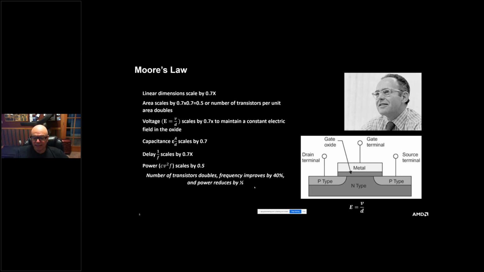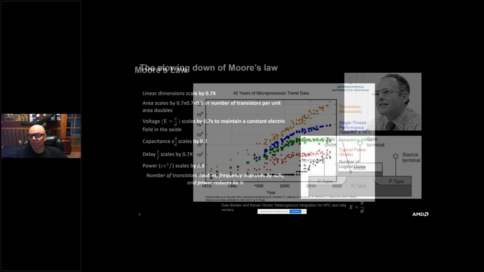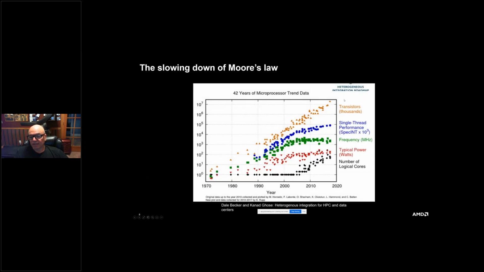And you see that manifested at the product level with a curve like this, which I'm borrowing from my colleagues Dale Becker and Canon Goes. You can see why the frequency started saturating. This is for the single thread performance. The transistor count continues its exponential, but the frequency, you can see the power also starting to saturate. You can't cool those devices. You can't deliver the power. So that's what has been known as Moore's law slowing down because of these reasons.